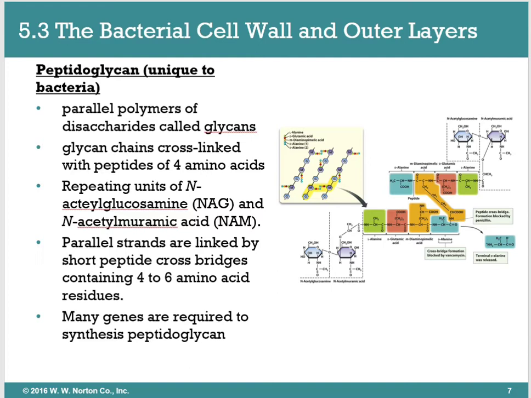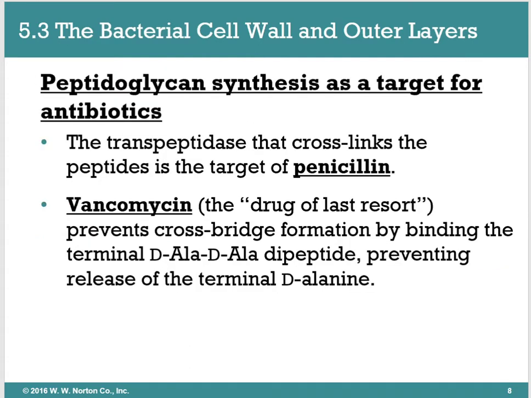So the biggest thing I want you to get from this slide is the fact that peptidoglycan is unique to bacteria, and also there is a lot of linkage that happens between multiple units. And then also, I don't want you to know how peptidoglycan is synthesized, that's more biochemistry, but just know that there's a lot of genes that go into making peptidoglycan. And then also, with peptidoglycan being very specific to bacteria, it is a huge target for antibiotics.